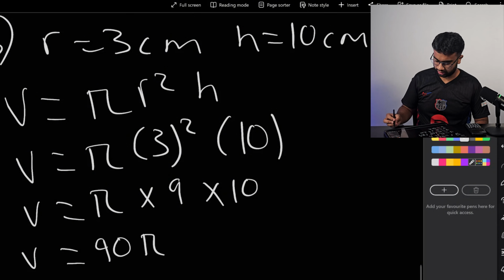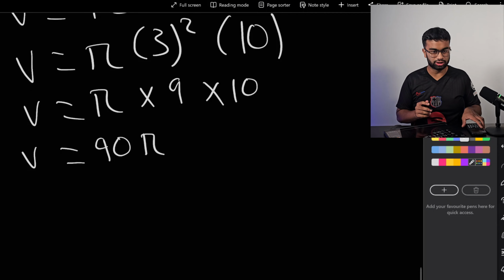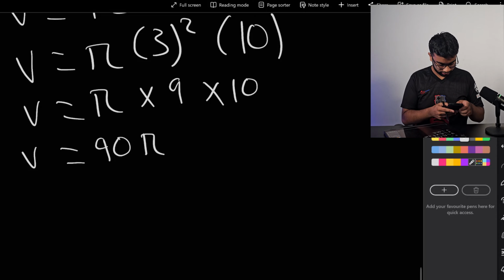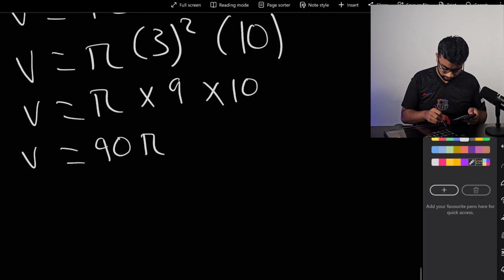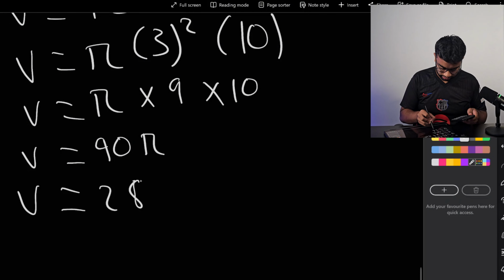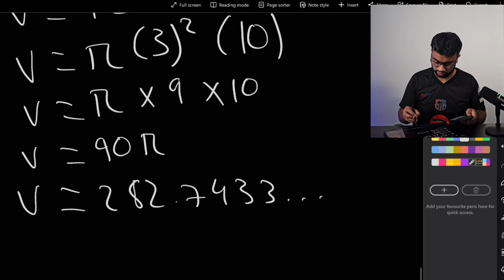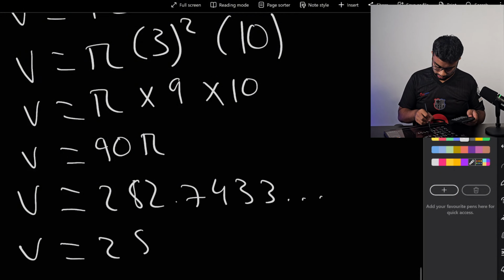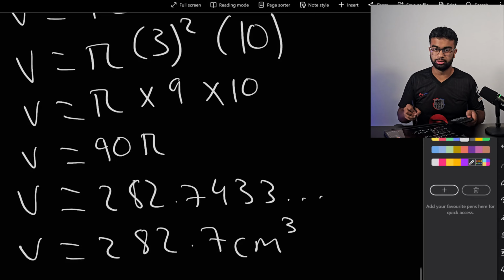90 pi. If we put this into our calculator, we'd get 90 pi is equal to 282.7433 and then more threes, but we can just round this to volume is equal to 282.7 centimeters cubed, and that is how you find the volume of a cylinder.